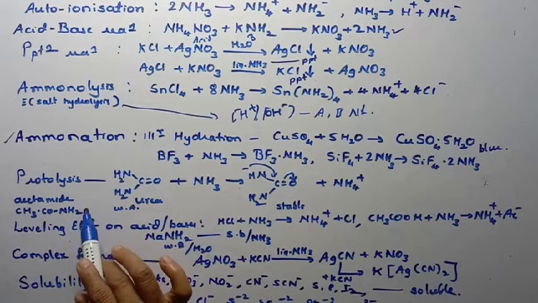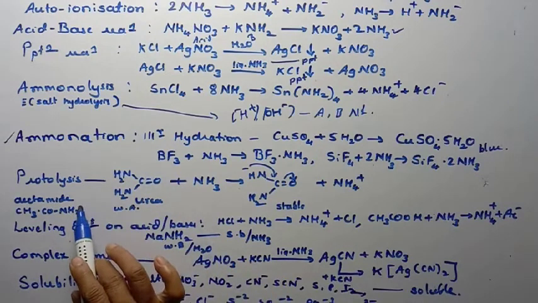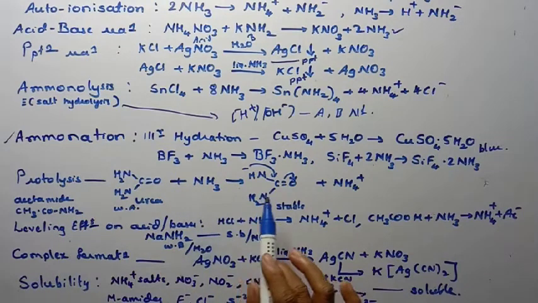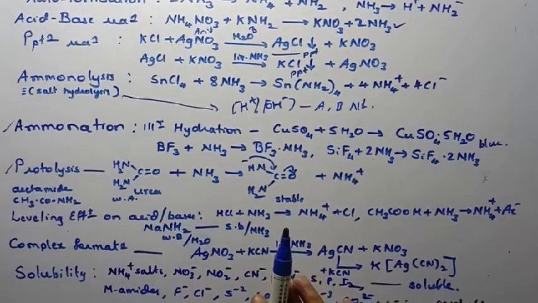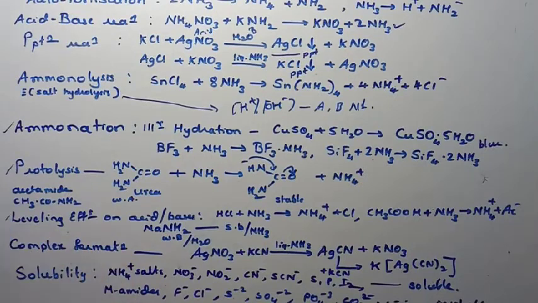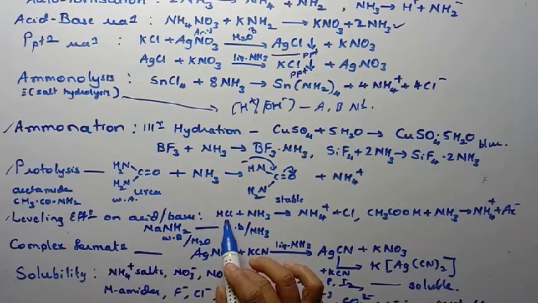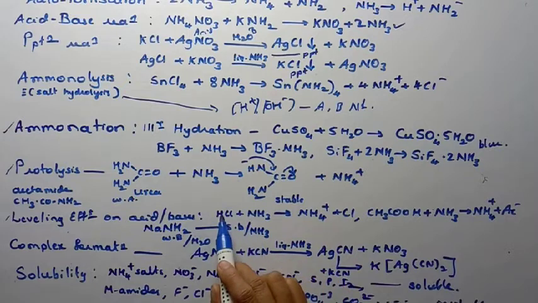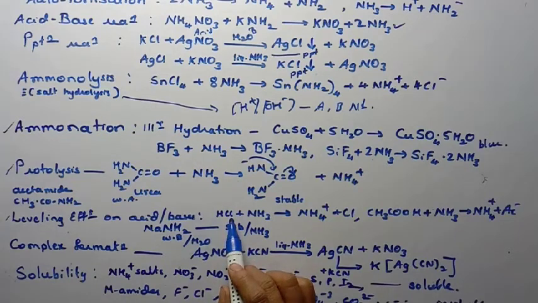There are many examples. Sulfonamide is there, acetamide is there. They do not donate protons in water, but they are ready to donate protons in liquid ammonia. That is proteolysis. With this we'll go to the next one, the leveling effect. The leveling effect is the effect of the solvent on the acidic or basic nature of some compounds. It may either increase or decrease. For example, HCl is a strong acid in water, but in liquid ammonia it is a normal acid. So the strength of the acid is decreased.